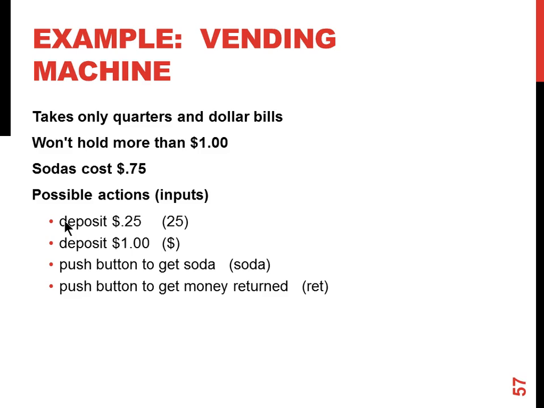Now this is a vending machine example which you can relate to. These are the conditions given. It can only take quarters and dollar bills. It won't hold more than $1. This is a soda vending machine, and each soda will cost you 75 cents. If the money deposited is more than 75 cents, you have to return the money. So what are the possible inputs? You can deposit a quarter or you can deposit $1. Then you can push the button to get the soda, and you can push a button, in case you have paid more money, to return the remaining amount of money.